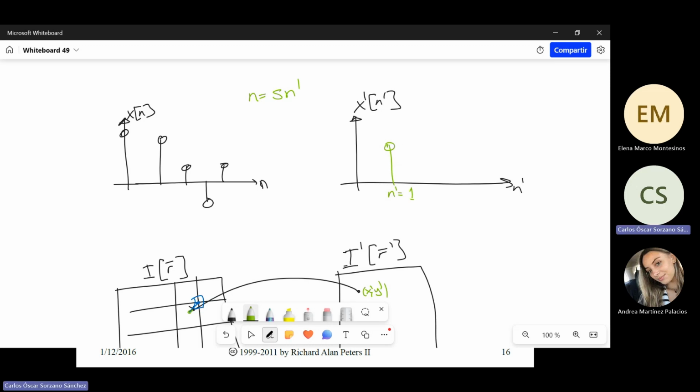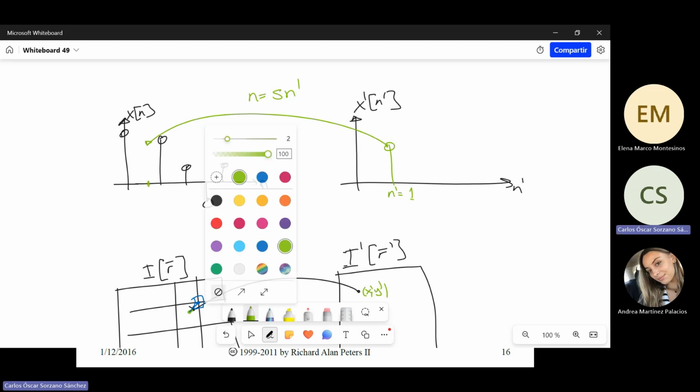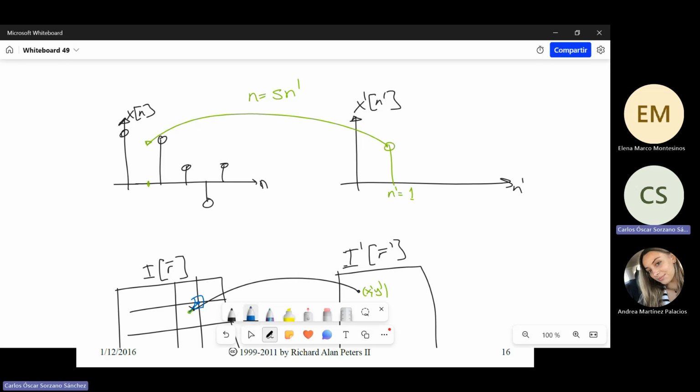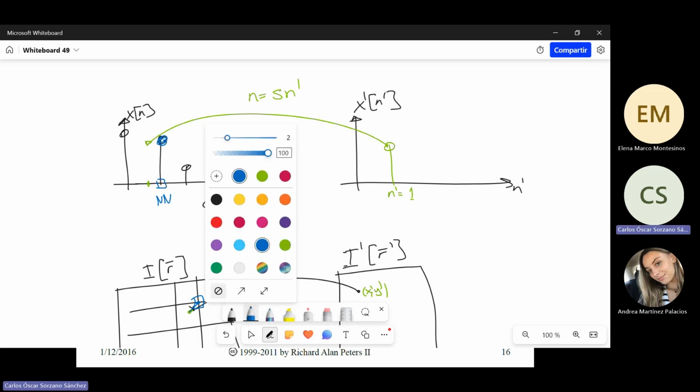Let's say that s is smaller than 1. Then we have to take this sample from this location. And this location, we don't have. So nearest neighbor is taking it from the nearest neighbor, that is this one. This is the nearest neighbor. So we will take this sample and put it there. This is nearest neighbor interpolation.